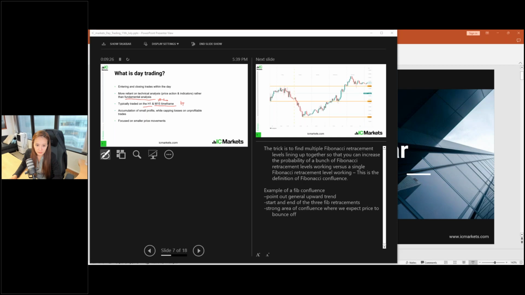And the fourth one, which is accumulation of small profit. Sometimes you might be capping the loss on the unprofitable trade, and then focus on the smaller price movement.